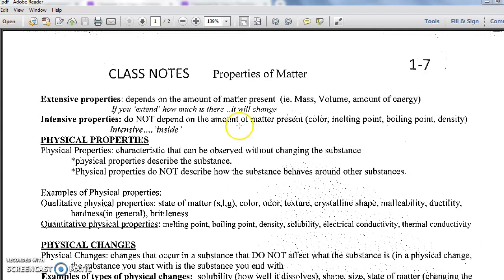So if you have a gold coin, it would have the same properties as a bar of gold, which might be able to be made into 100 coins. Same intensive properties. The gold bar has the same color as the gold pennies. It would have the same melting point, boiling point, density, hardness, and the same ability to work it. The pennies are very malleable, and the gold bar is very malleable.